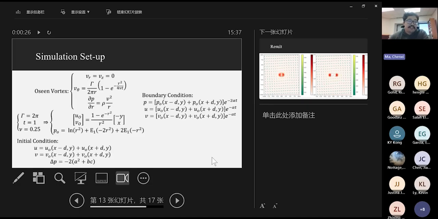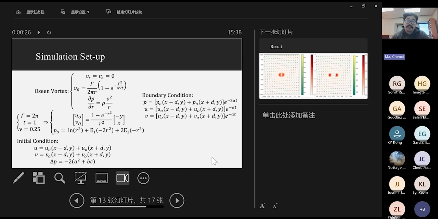For the initial condition of the velocity field, we just use uO(x minus d, y) and uO(x plus d, y) and add them together. The same goes for the v component, vO(x minus d, y) plus vO(x plus d, y). However, for pressure, u and v we can just add together, but that doesn't satisfy Laplace p equals negative 2 times (a squared plus bc). So we need to solve the Poisson's equation to get the initial condition.